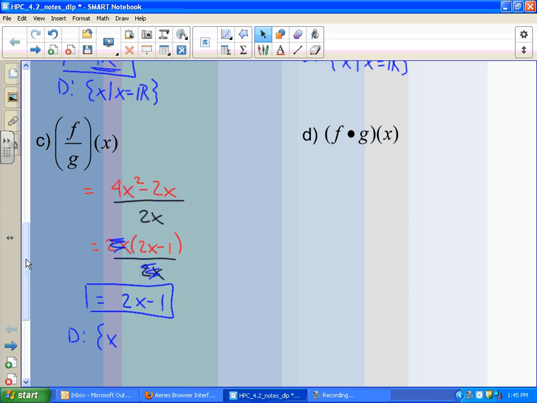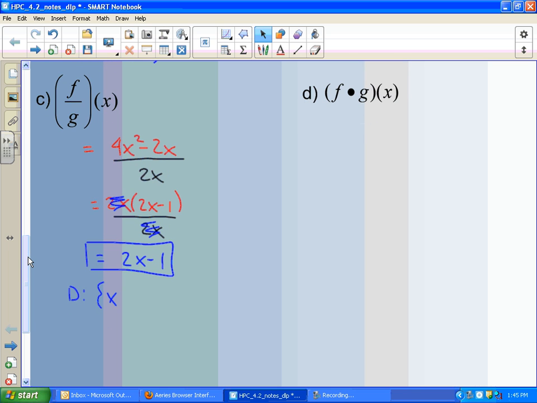I cannot say for 2x minus 1 that the domain is all reals. Why not? Why can't it be 0? I have asymptotes because of the g of x, right? When the function g of x is in there as a divisor, I've got a denominator with a variable, which means I can't have zeros down there. So the only thing x cannot be is 0, but it can work for anything else.